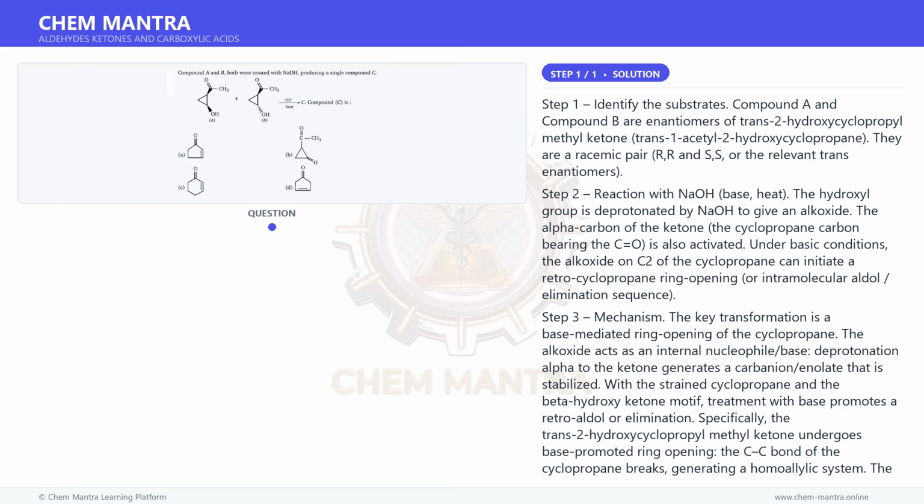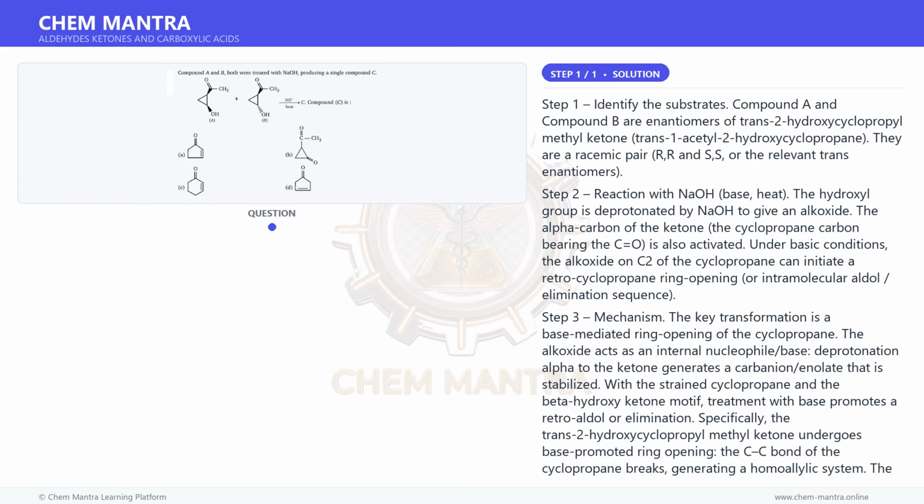Step 5. Why other options fail? B. The cyclopropane diketone product would require oxidation and no ring opening, not consistent with base and heat conditions on a beta-hydroxy ketone. C. Cyclohexane is 6-membered and would require a C6 framework. The starting material only has 5 carbons total, so that is impossible.